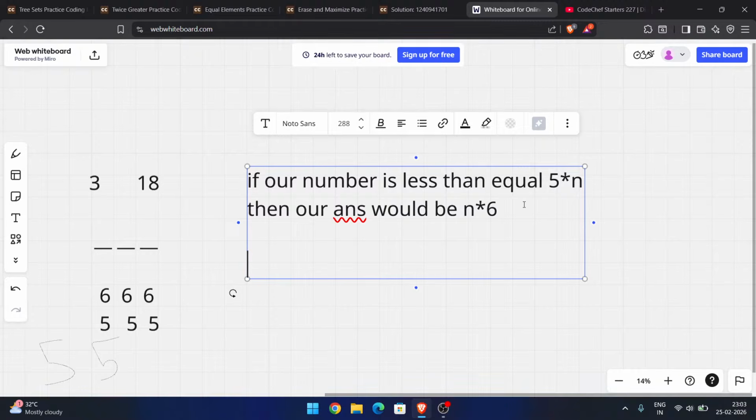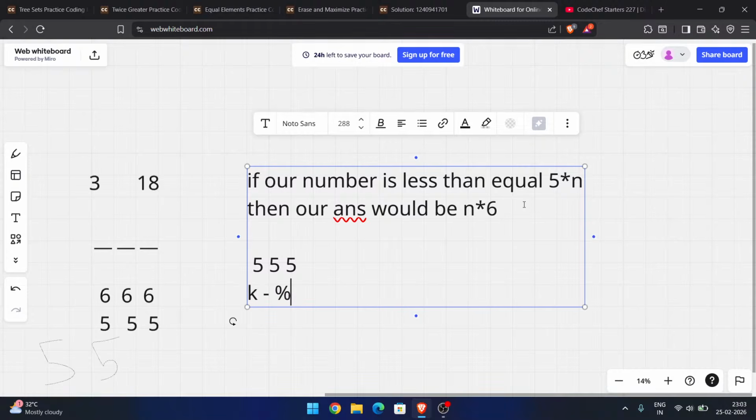Okay, so suppose n was 15, 16, okay, and we are with three values. So the maximum I can get is 15, but if the number is 16, then how many sixes do I have to sacrifice? That would be the number given here minus 5 into n. Okay, so this many sixes I have to sacrifice. So if the number was 16, then the answer would be 1.